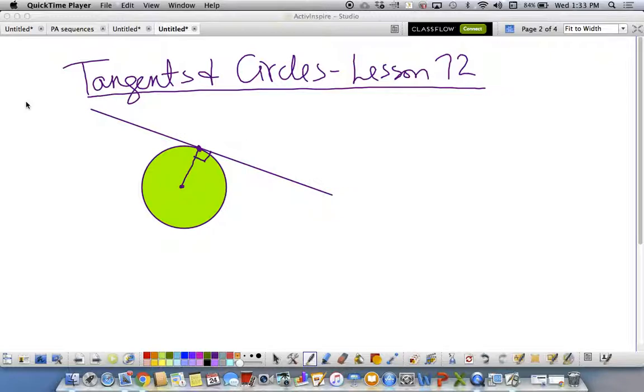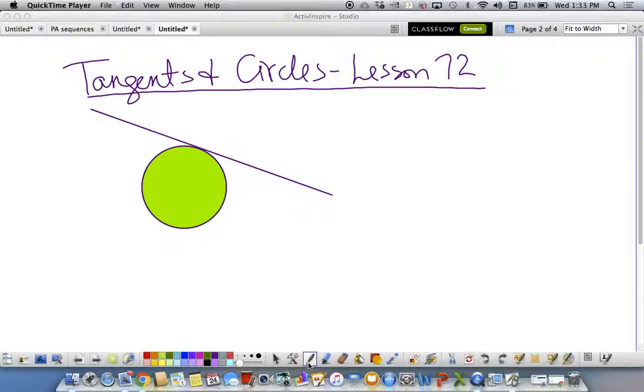Alright, so tangents. Two circles hit at one point. If we draw a radius, it always hits at a 90-degree angle. Okay? There was something else we did with tangents. Let's see, wait a second, I'm going to erase this piece.